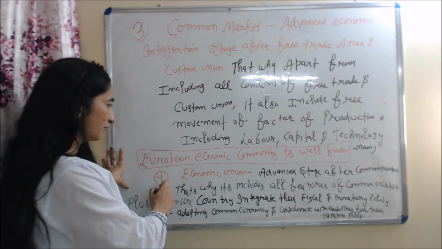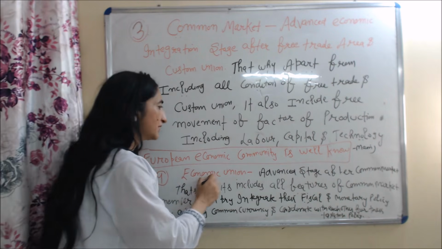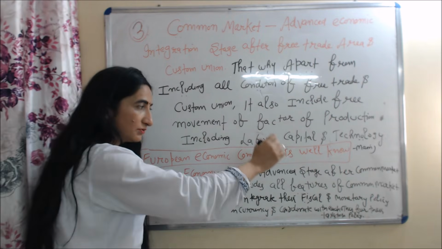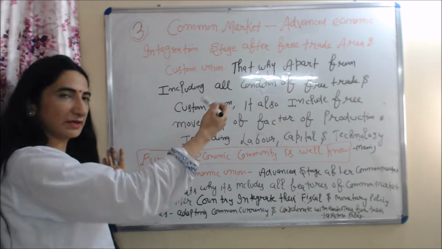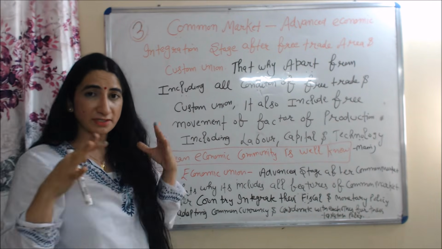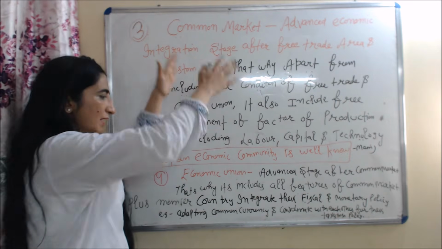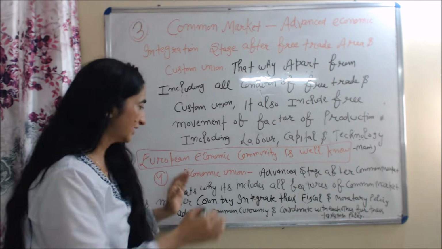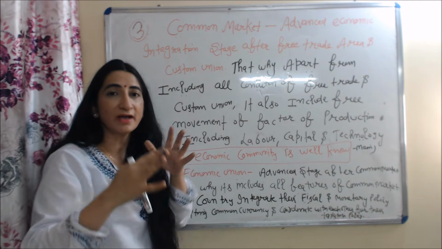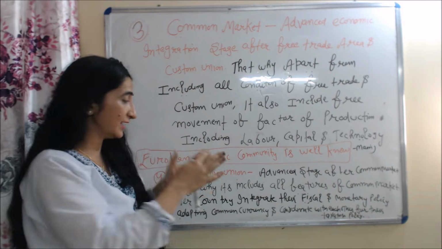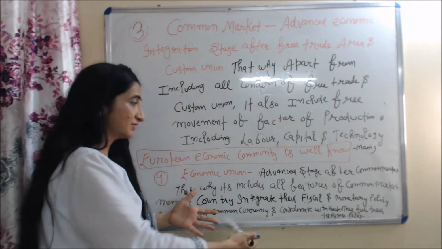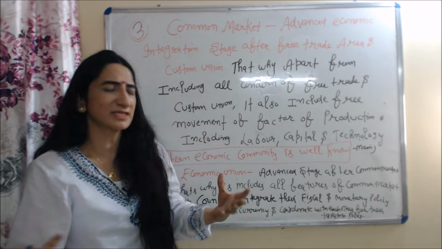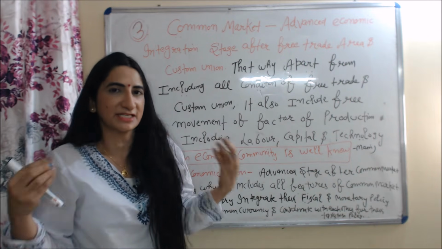And next we talk about the fourth level, that is economic union. Economic union is an advanced stage after common market. That's why it includes all features of common market plus member countries integrate their fiscal and monetary policy. For example, adopting a common currency or coordinating with each other on their taxation policy.